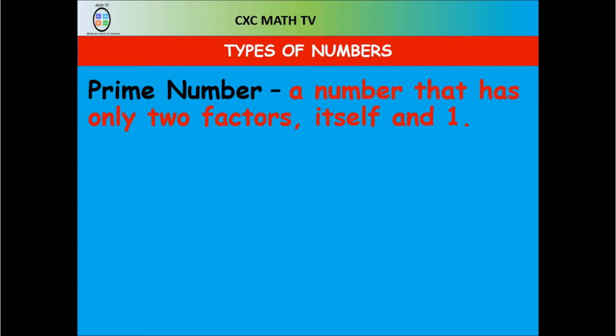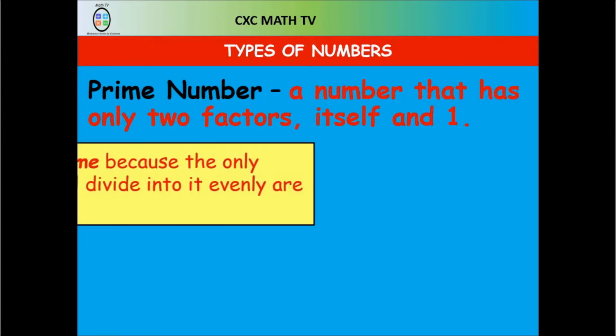So the first one is a prime number. What is a prime number? A prime number is just a number that has only two factors, itself and 1, meaning no other number can be divided evenly into it.